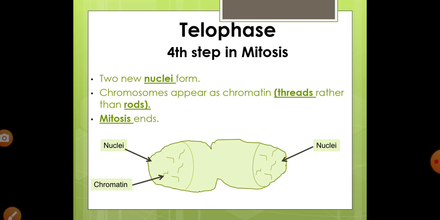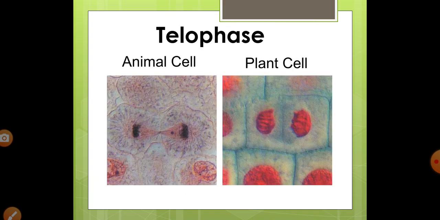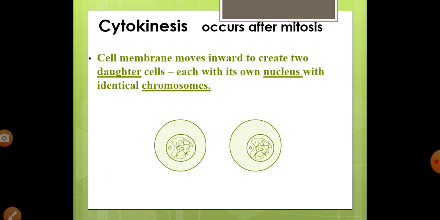The two nuclei are formed in the telophase. It is clearly seen. Chromosomes appear as chromatin threads rather than rods, and mitosis ends at this stage of telophase. Cytokinesis occurs after mitosis. Cell membrane moves inward to create two daughter cells, each with its own nucleus with identical chromosomes.